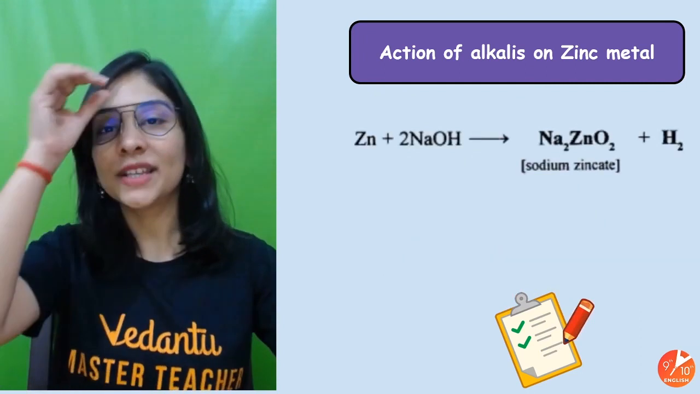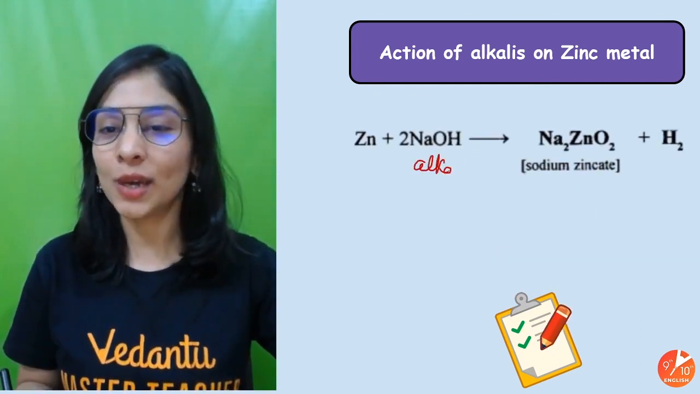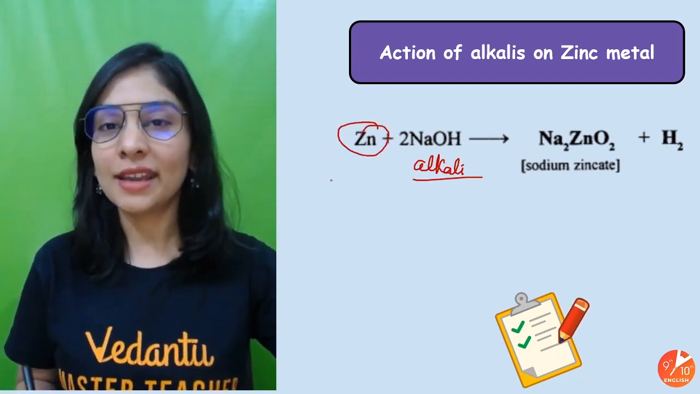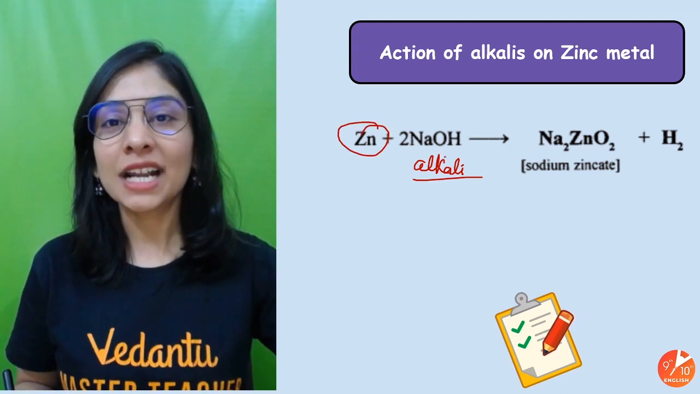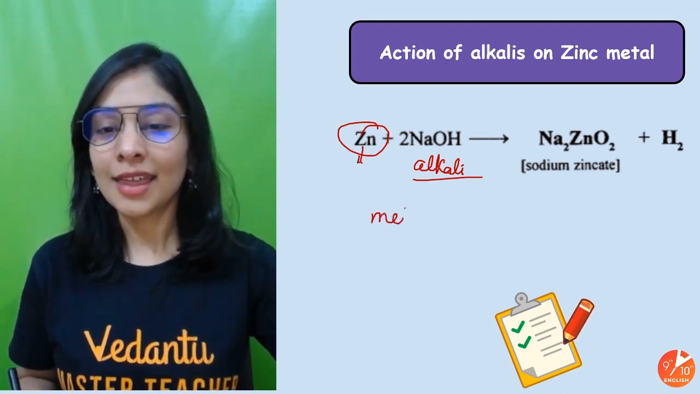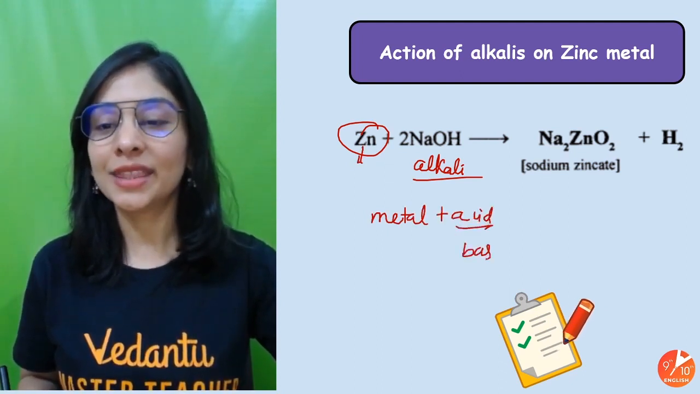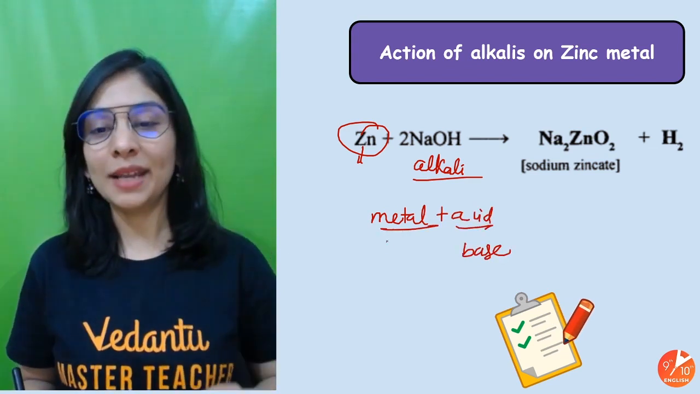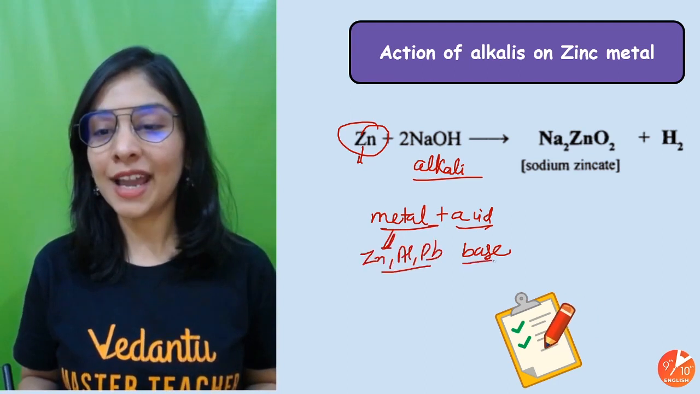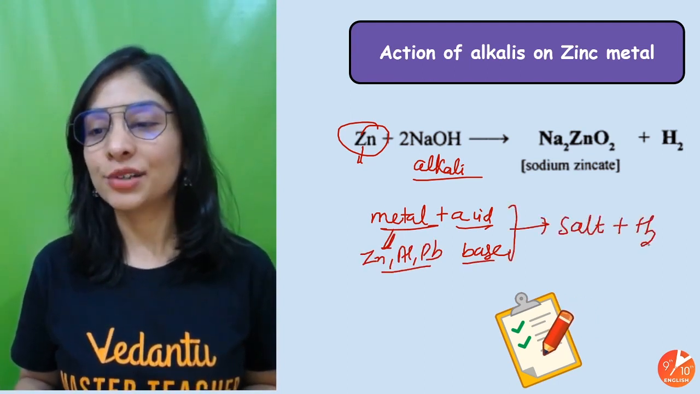So let's talk about how my zinc is going to react with my alkali, my base. What is an alkali? Basically a water soluble base. So zinc, being an amphoteric metal, will react with an alkali, and it will show the same kind of reaction the way metal reacts with acid. The same way metal will react with these bases. We know the only possible metals are zinc, aluminium, lead. So the same kind of reaction, we will get salt and hydrogen gas.